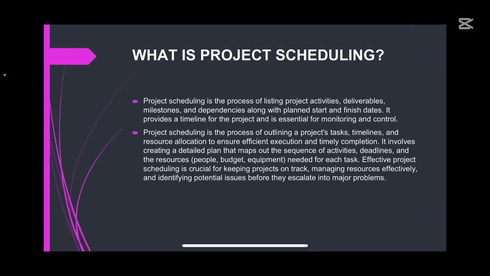My second definition is: project scheduling is the process of outlining a project's tasks, timelines, and resource allocation to ensure efficient execution and timely completion. It involves creating a detailed plan that maps out the sequence of activities, deadlines, and resources, in brackets, people, budget, and equipment needed for each task. Effective project scheduling is crucial for keeping projects on track, managing resources effectively, and identifying potential issues before they escalate into major problems.